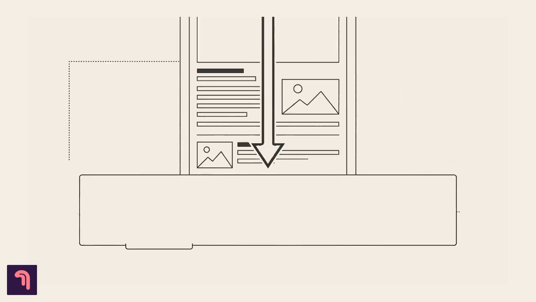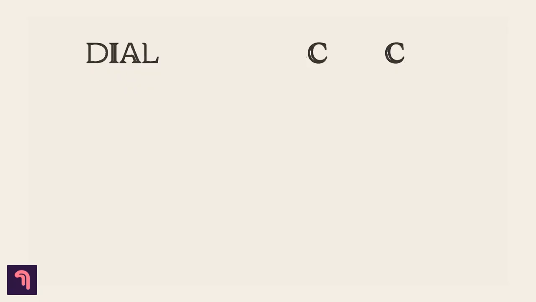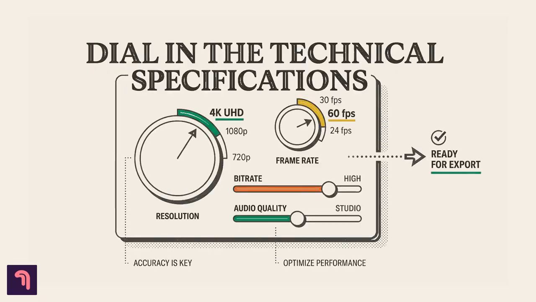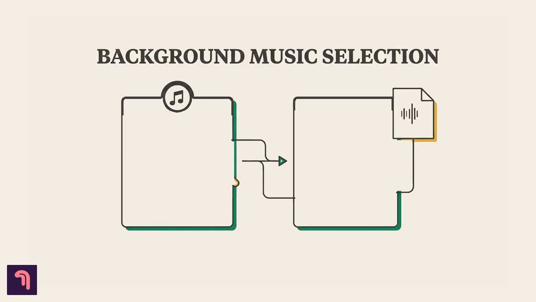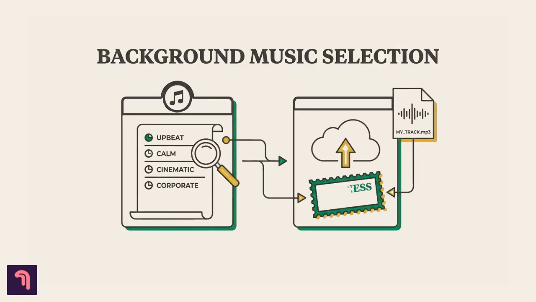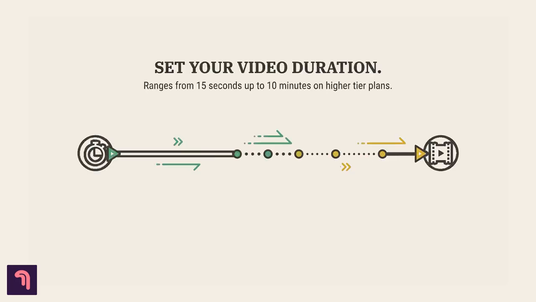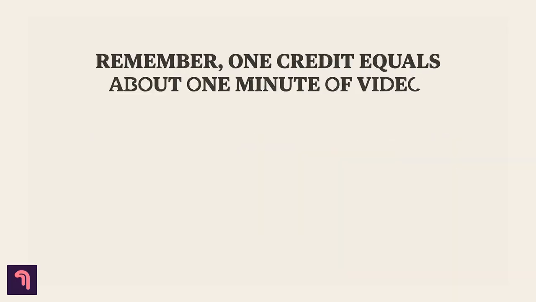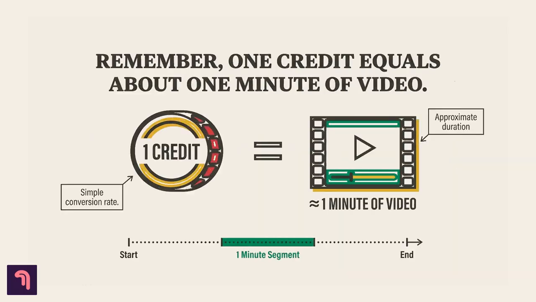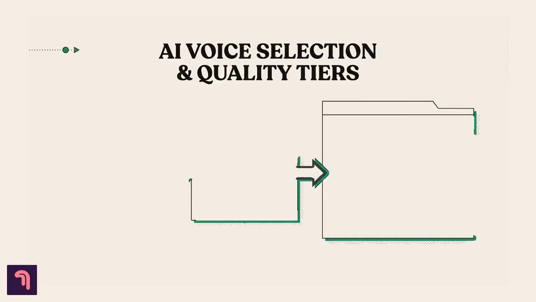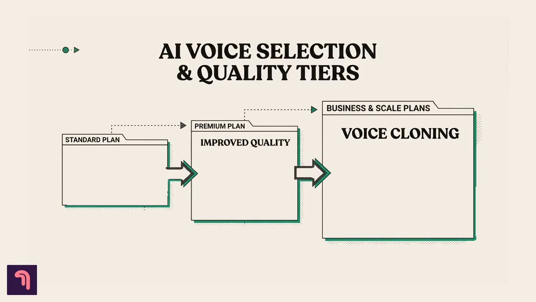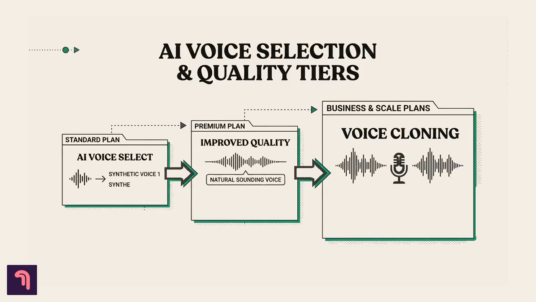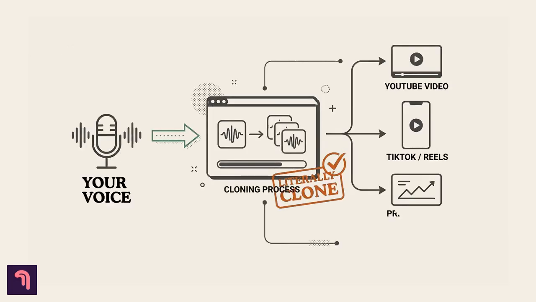At the very bottom of the page is the final settings row. This is where you dial in the technical specifications. You can select background music from a library of different moods or upload your own custom track on the business plan. You set the duration of your video, which ranges from 15 seconds all the way up to 10 minutes on the higher tier plans. Remember, 1 credit equals about 1 minute of video. You can select the AI voice you prefer, with voice quality improving as you go up the plans, culminating in voice cloning on the business and scale plans, where you can literally clone your own voice for all your videos.